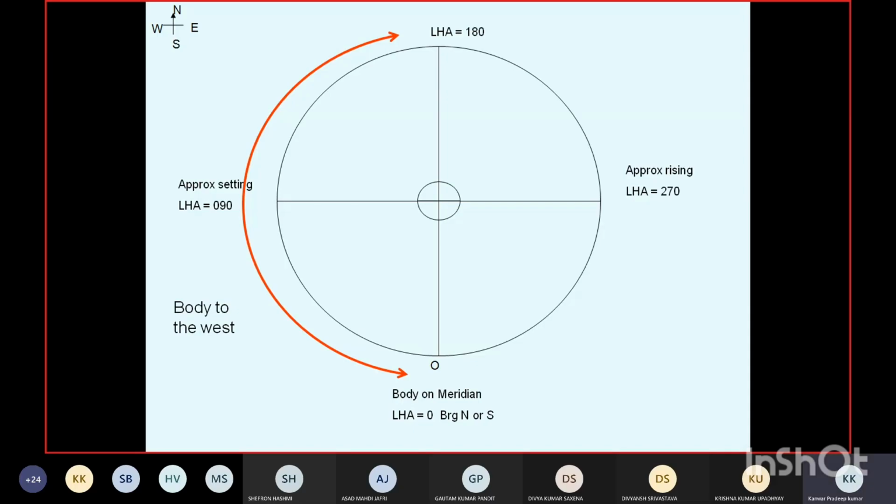Observer may be 90 east, body may be 70 east. LHA is 20 degrees. If LHA is 20, no one will mention east or west; LHA is only degrees from 0 to 360. So if LHA is 20 and observer is 90 east, what is the position of the body? 70 east. So if the LHA is between 0 and 180, the body lies to the west of the observer. Is this point clear, gentlemen, or does anyone have a question?